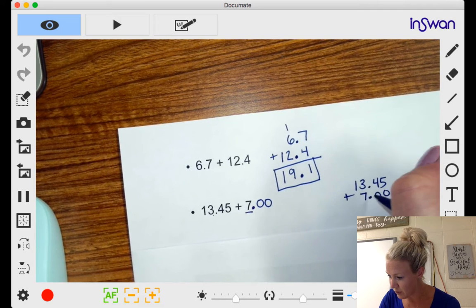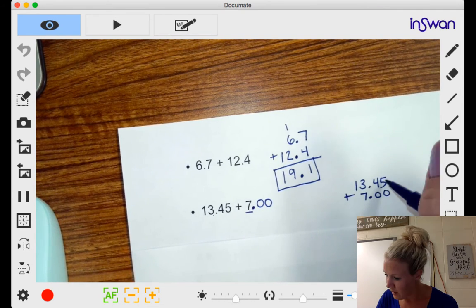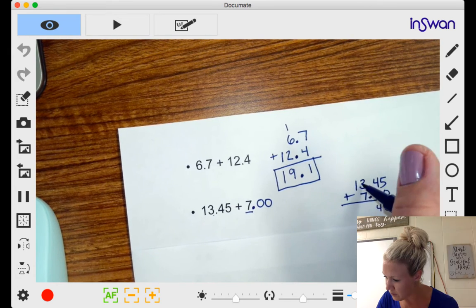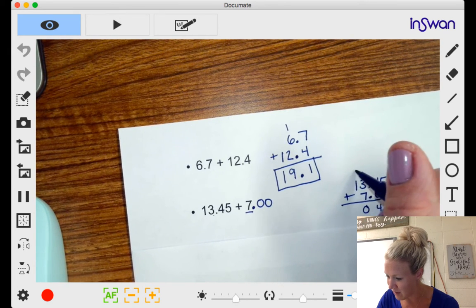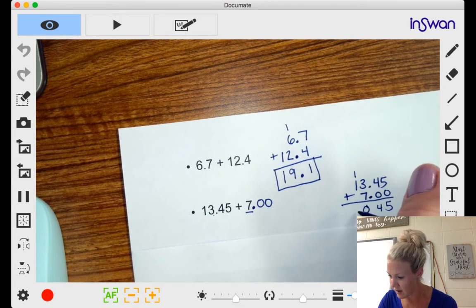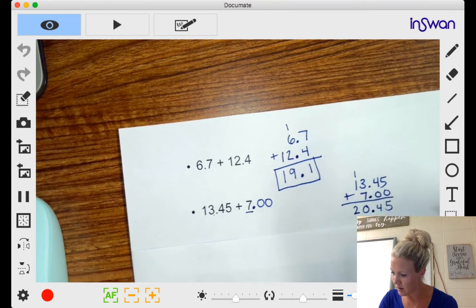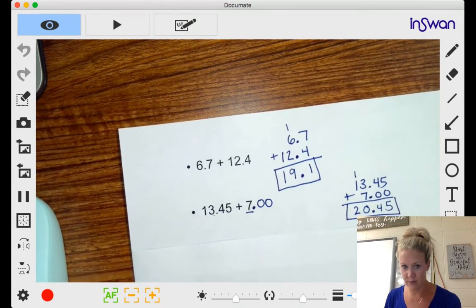Notice I put the decimals on top of each other. 5 and 0 is 5. 4 and 0 is 4. 3 and 7 is 10. I can't write that there, so I'll carry the 1 up to the next column. And 1 and 1 is 2. Drop my decimal down. 20.45.